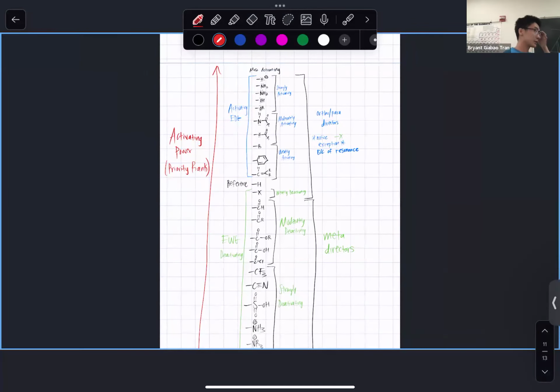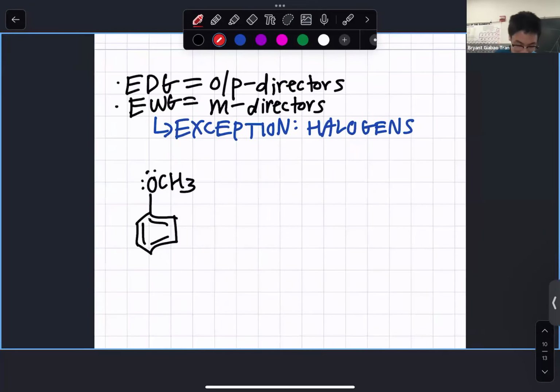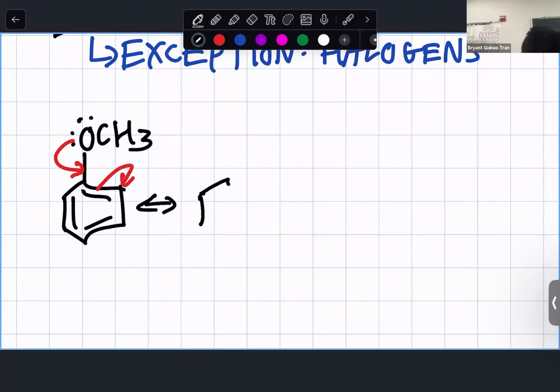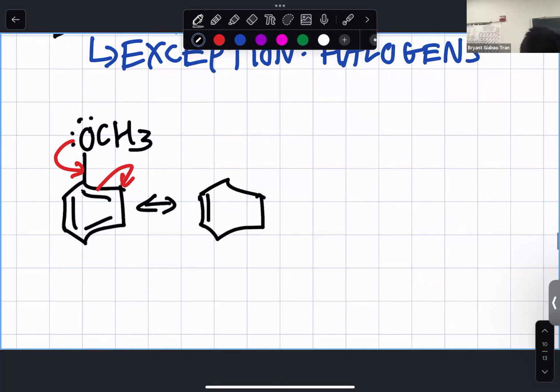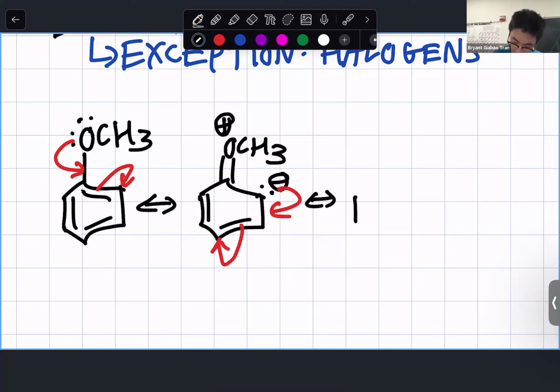But there is a pattern to this. I'll show you guys these patterns, right? So let's just focus on this first. So this is an EDG right here, where it could directly donate electrons to that benzene ring, giving us this resonance structure here. Right, where we introduce a negative charge on that carbon right there. We can keep going and push that negative charge to make a double bond there, create a negative charge on that carbon to get this resonance structure here.